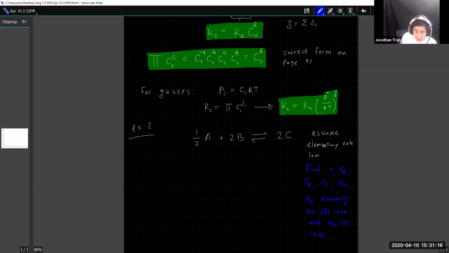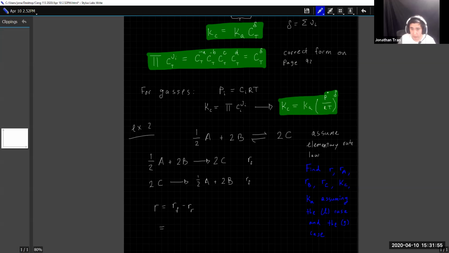Just as before, my personal preference is to split this into 2 reactions. So here we get 1/2 A plus 2B goes to 2C, and a second reaction that goes 2C to 1/2 A and 2B. Here again, we have a forward reaction and a reverse reaction. And the total rate law for the reversible reaction is going to be the difference between those two, so the forward minus the reverse.